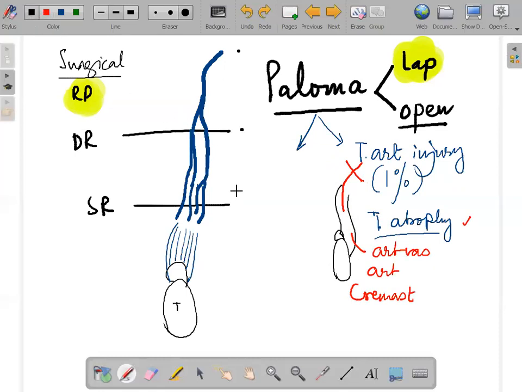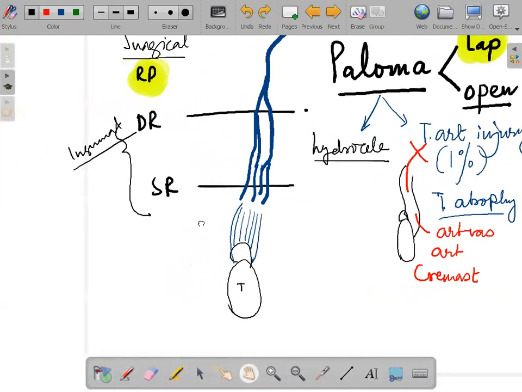Another problem that is there is hydrocele formation, which is again seen in 1 to 2% of cases, probably because the lymphatics are disrupted. So this is the standard of care for the Palomo operation. What is important is that if you do this in the inguinal canal, this is an inguinal approach, which some surgeons will still do, and it is called a modified Ivanissevich operation.